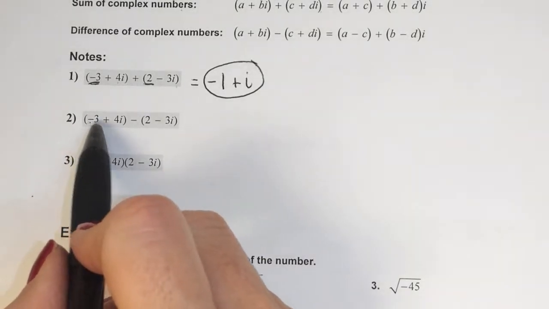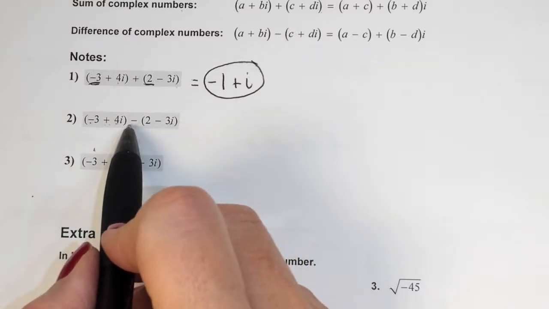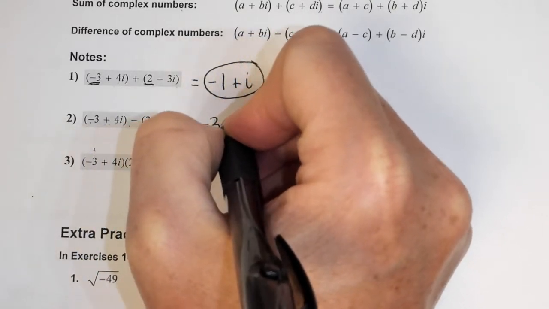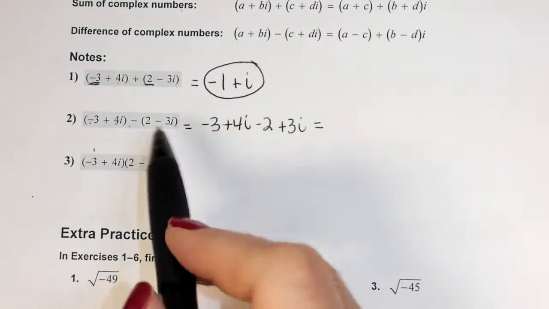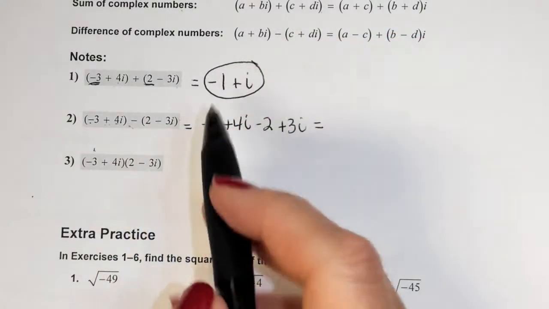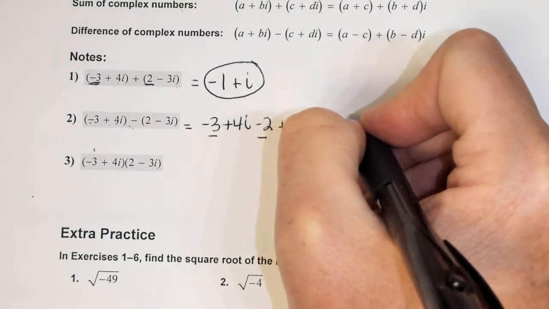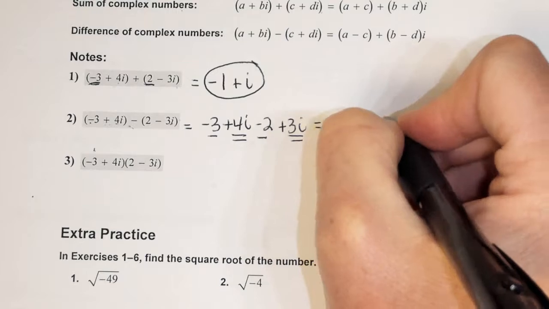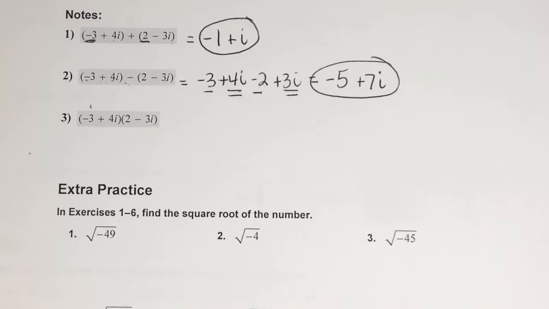Now we have the same thing, negative 3 plus 4i, but now it's minus 2 minus 3i. When we have subtraction, we have to distribute. So this is going to turn into negative 3 plus 4i minus 2 plus 3i. I just distributed the negative through. So what are we going to get for the real part? Negative what? And then what are we going to get for the imaginary part? 7i. Okay? So adding and subtracting is just like what you would think you would do. It's not really too difficult.